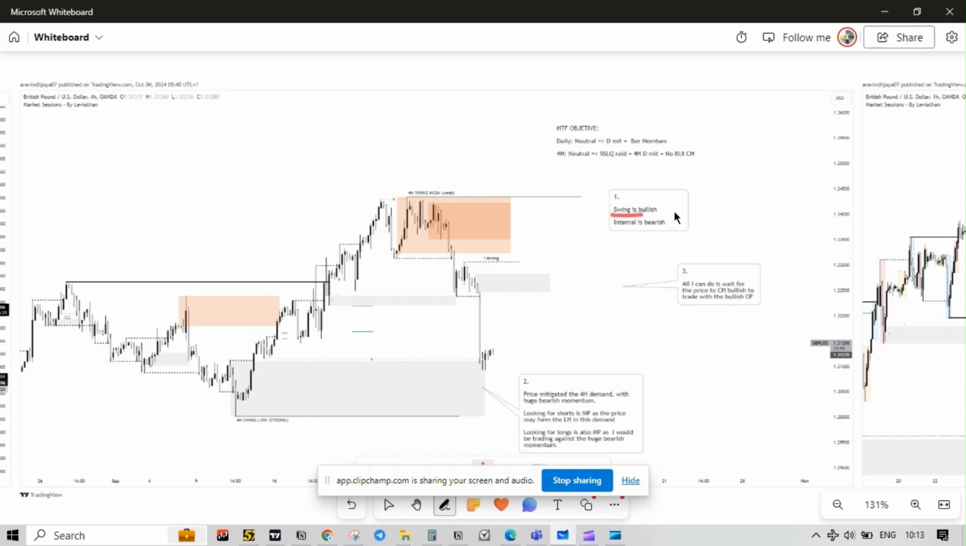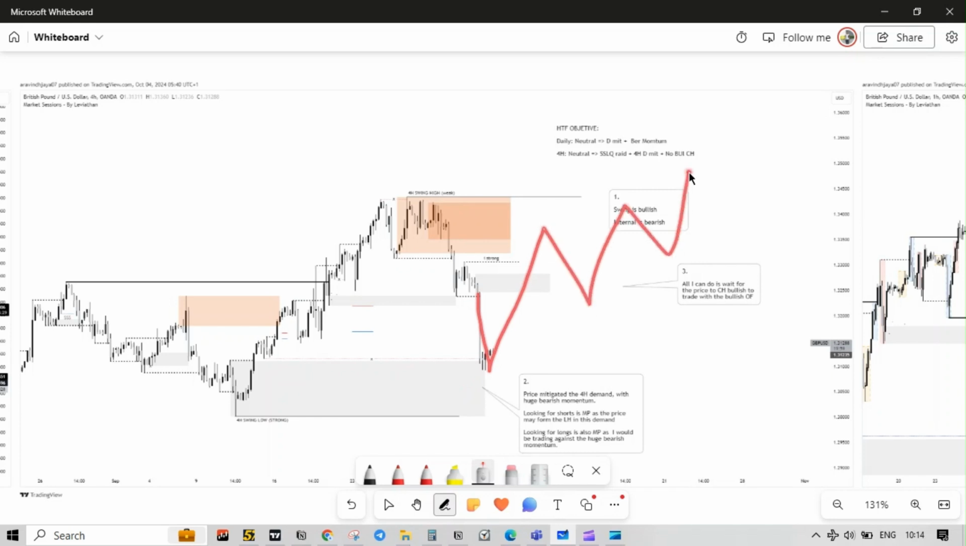So swing structure is bullish, internal is bearish. Price mitigated the daily demand, mitigated the 4 hour demand with huge bearish momentum. Looking for shorts is medium probability as the price may form the lower high in this demand. So once the price forms this lower high, this is what I was expecting. Looking for longs is also medium probability as I would be trading against a huge bearish momentum.